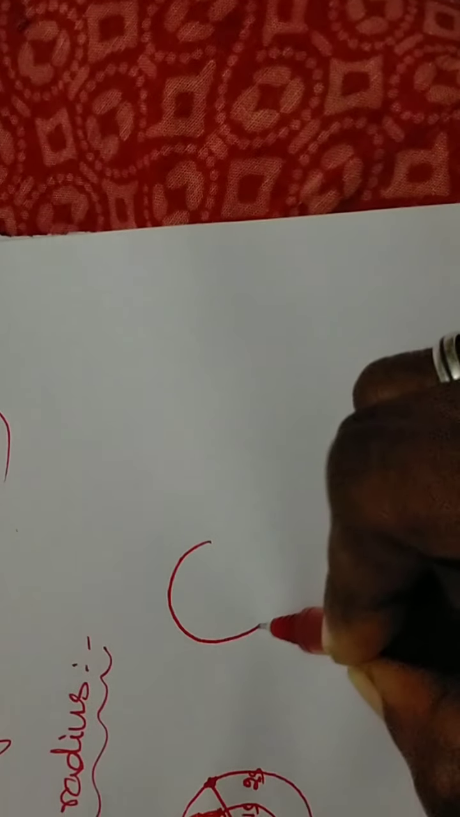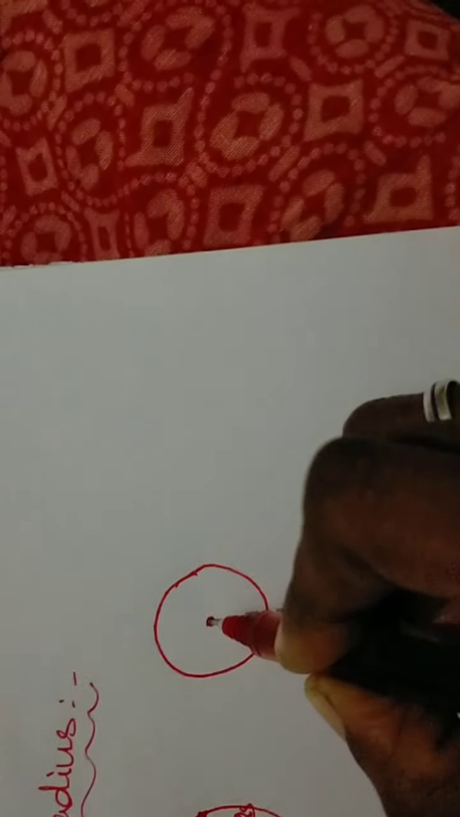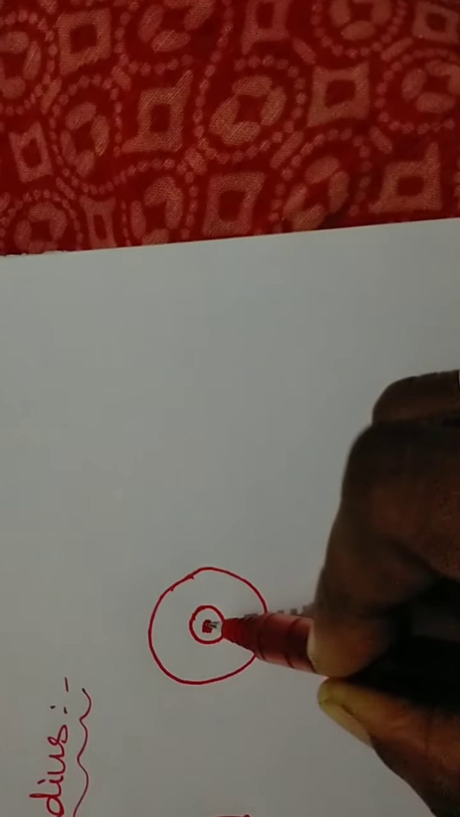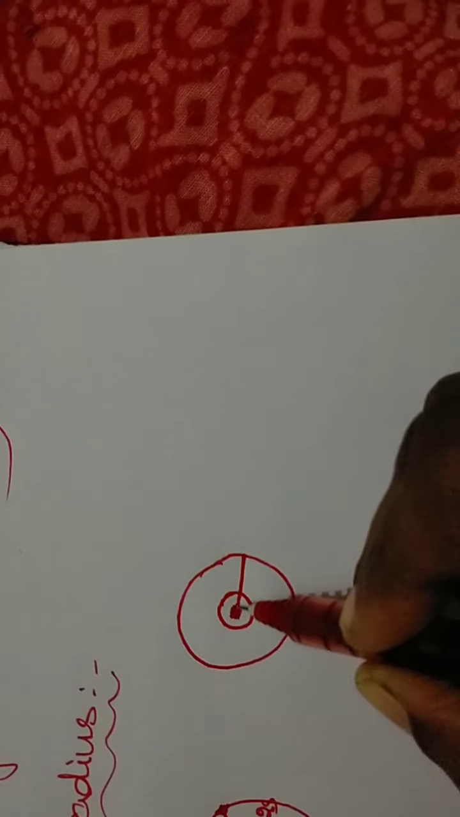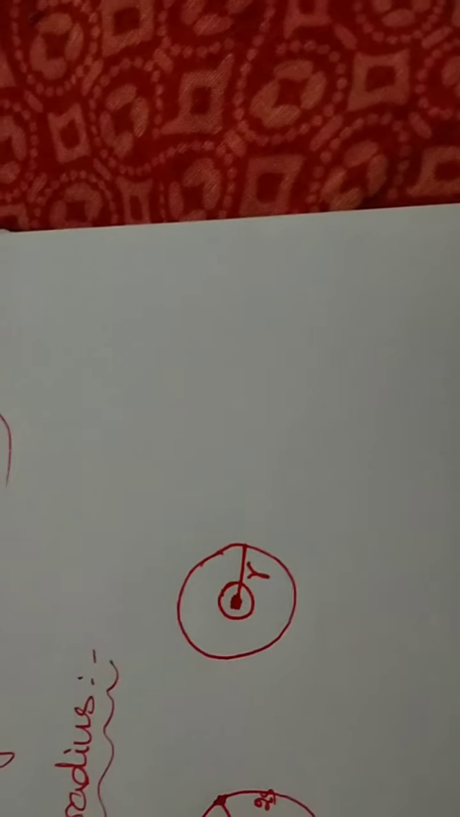So take one atom. You can mark the center of that nucleus. So this is the nucleus, and this is the center of the nucleus. From the center of the nucleus, this distance is known as the radius of that particular atom.